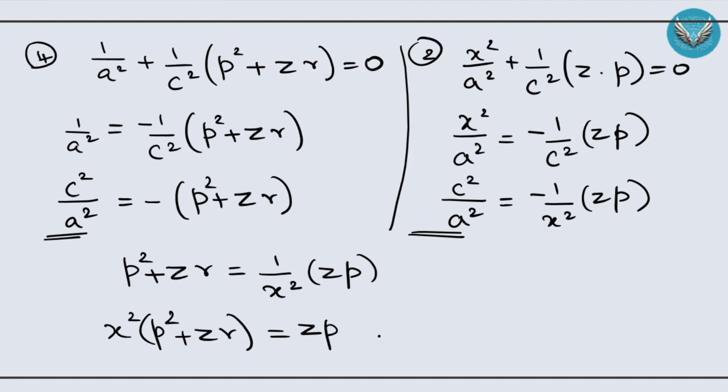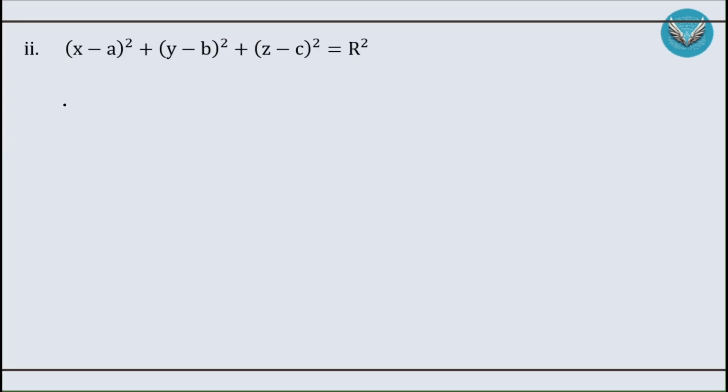So this here is a partial differential equation, because it involves a variable as well as the partial derivative. This partial differential equation has been formed by eliminating the arbitrary constants a, b and c. The next question is (x minus a) whole square plus (y minus b) whole square plus (z minus c) whole square is equal to r square. Here a, b and c are three arbitrary constants and r is treated as a fixed constant.